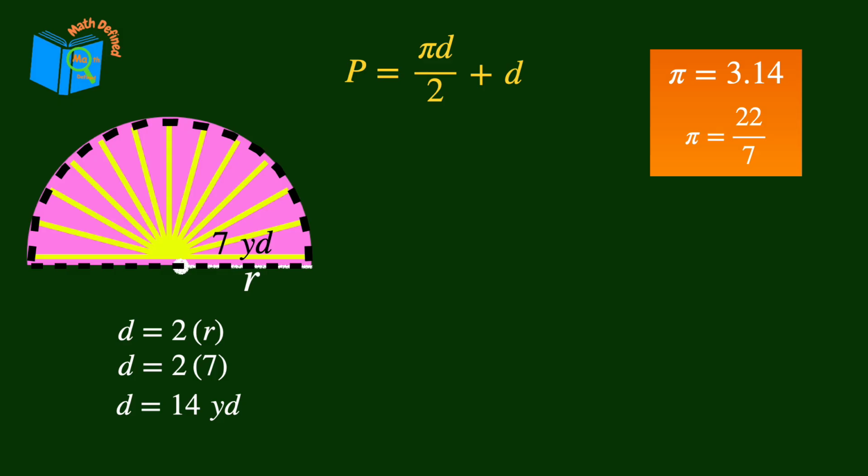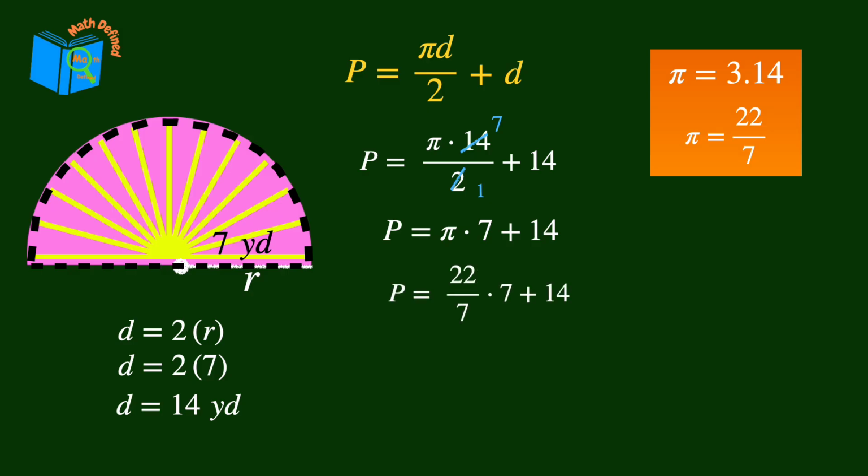Okay, now that we know the diameter, we can substitute this value of 14 into our formula. I'm going to simplify 2 and 14 before doing anything else. This leaves us with pi times 7 plus 14. I think it'll be easier to use 22 over 7 for pi this time. Can you see why? Yep, we can simplify the two 7s, which leaves us with just 22 plus 14. And that's easy to add in our head. 22 plus 14 is 36. So the perimeter of this semicircle is 36 yards.